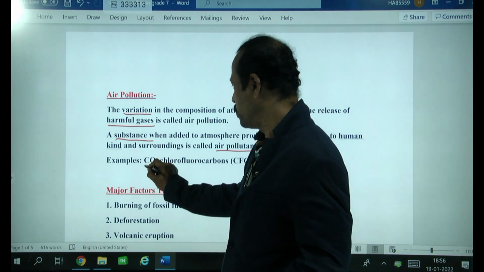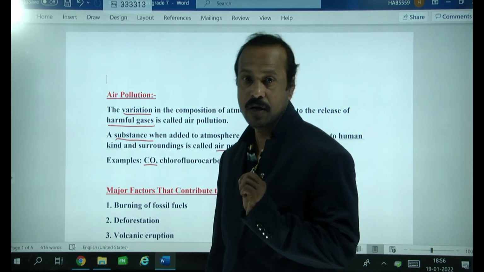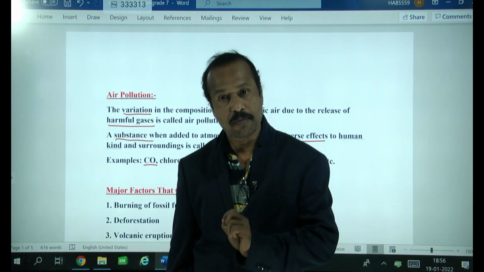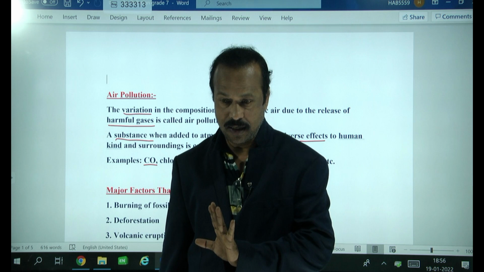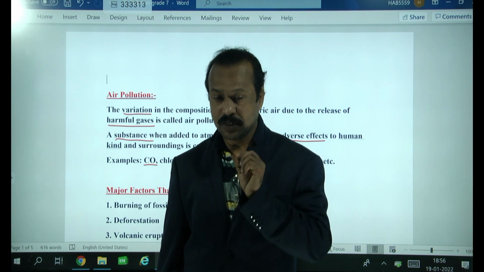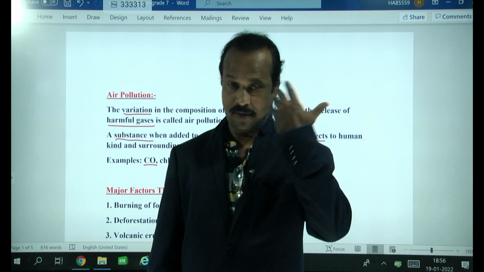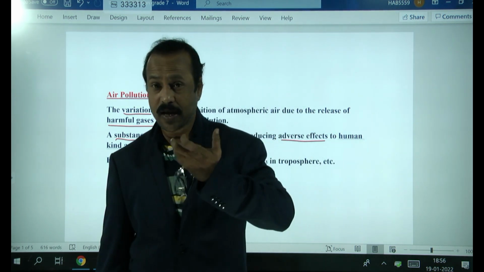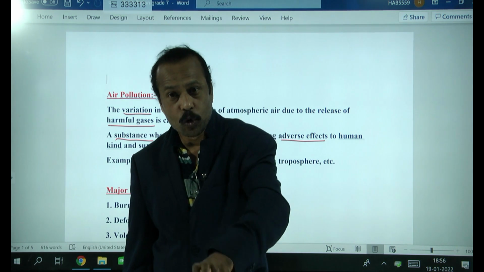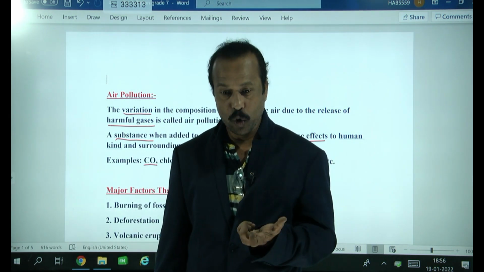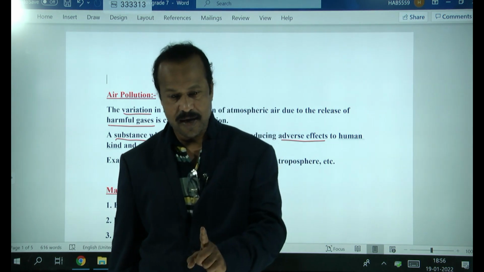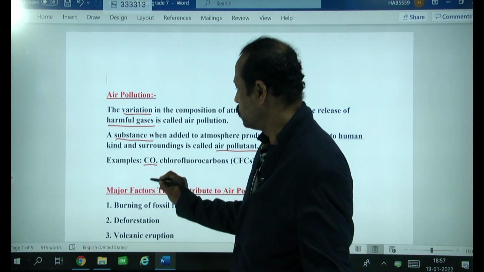Now, examples of some air pollutants: carbon monoxide, CO. See, carbon can form two types of oxides. One is carbon monoxide, the second is carbon dioxide. Carbon dioxide is not poisonous. Of course it does not support life, but it is not poisonous. Whereas carbon monoxide is a poisonous gas. When we respire, if carbon monoxide is in the air we are taking in, it reacts with the hemoglobin of the blood and forms carboxyhemoglobin, which reduces the supply of oxygen to the body. Due to that, a person can die. Hence carbon monoxide is the most poisonous gas.